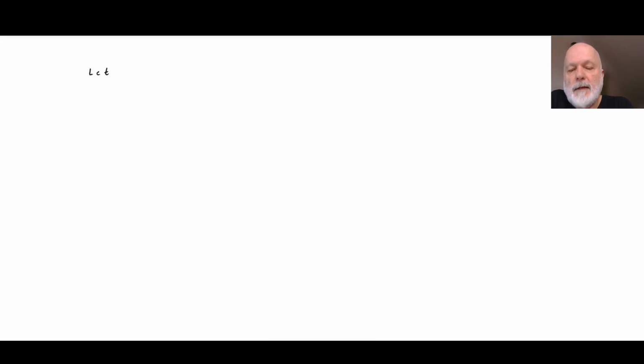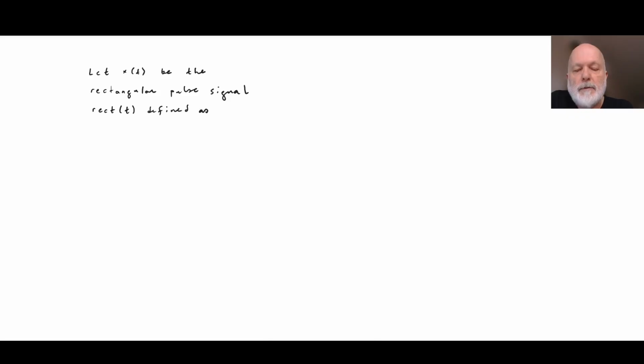Let x of t be the rectangular pulse signal rect of t defined as, now x of t equal to rect t is equal to 1 for t between minus 1 over 2 and 1 over 2 and 0 elsewhere.